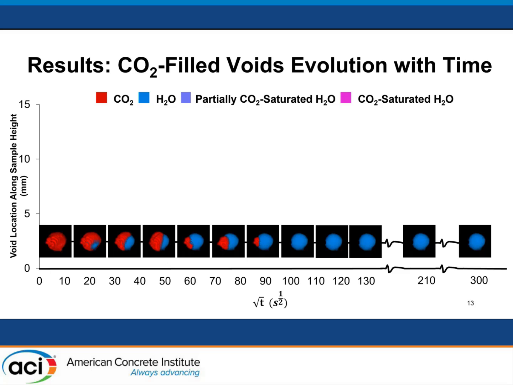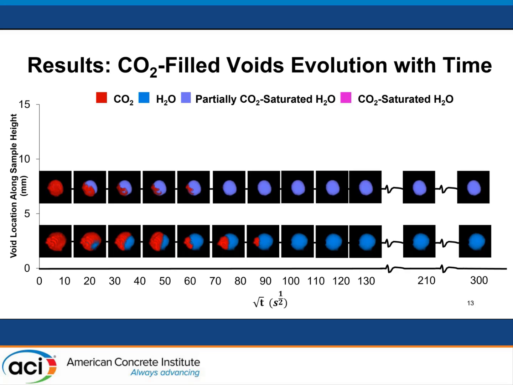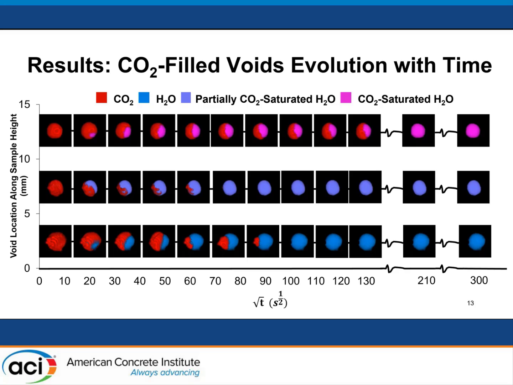So on the x-axis here, we have the square root of time, and on the y-axis, we have the height of the sample. So this is a single void and how it was changing with time towards the bottom of that sample. And then towards the middle of that sample, so slightly higher up, and then another one even higher along the sample than in the middle. And why I'm showing these in slightly different colors.